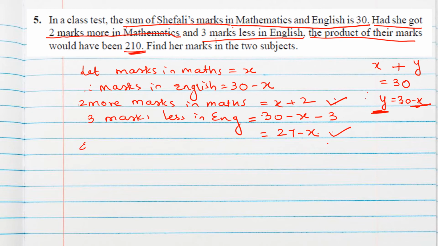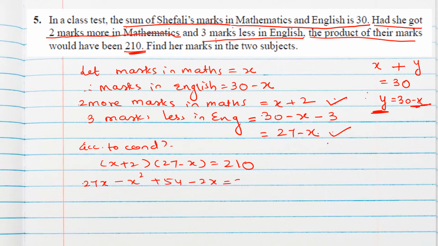So we can write according to the condition: x plus 2 and 27 minus x is equal to 210. Now we can open the bracket. So 27x minus x square plus 54 minus 2x is equal to 210. So minus x square, see, 27 minus 2 we can write 25x plus 54. This 210 we should shift here, with minus sign it will come.